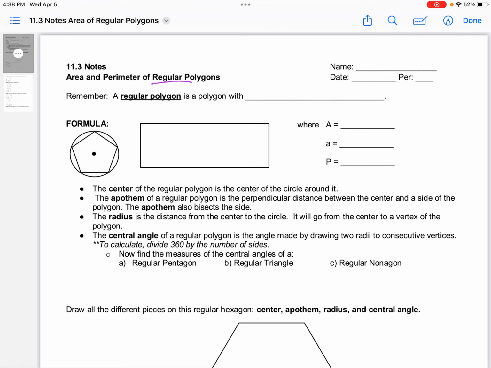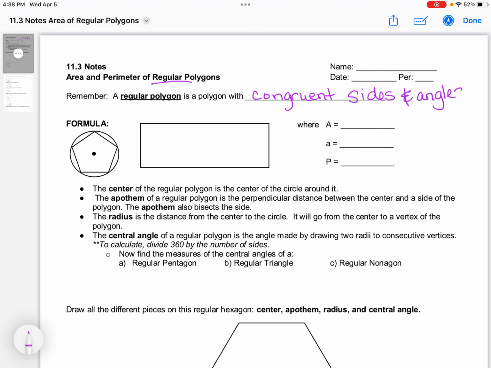Okay, we're going to talk about area and perimeter of regular polygons. So remember, if it's regular, we have congruent sides, and congruent means equal, and congruent angles, which means the angles are equal to each other.